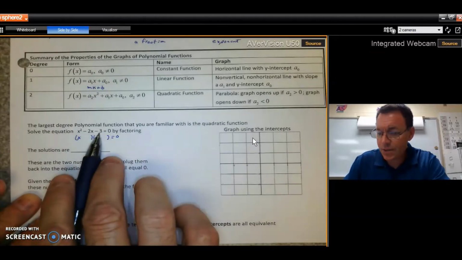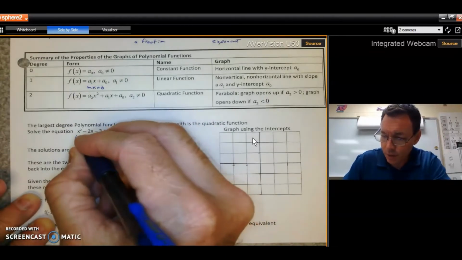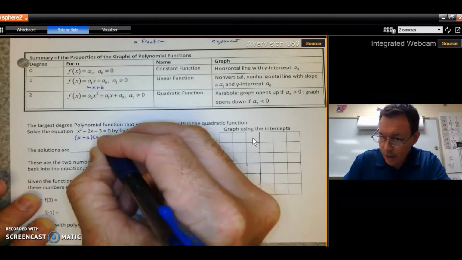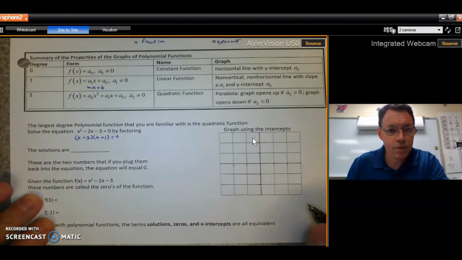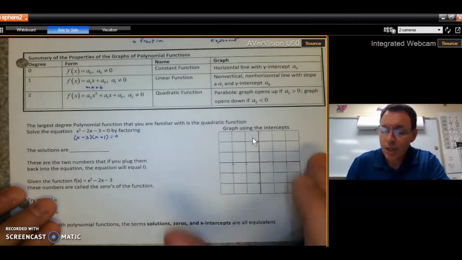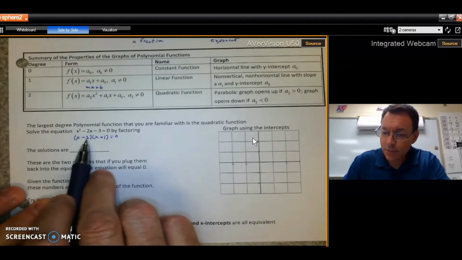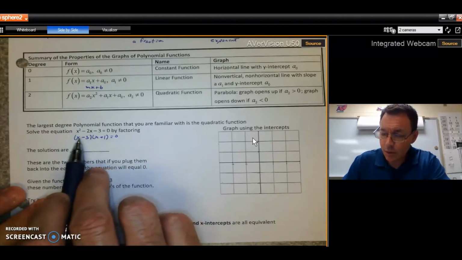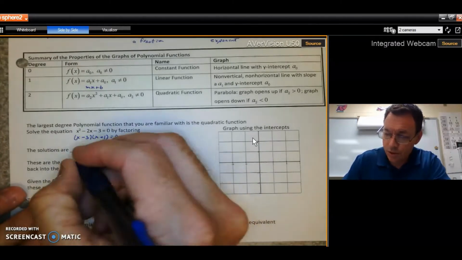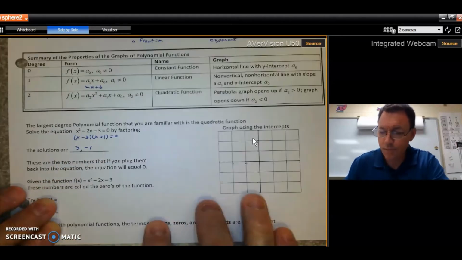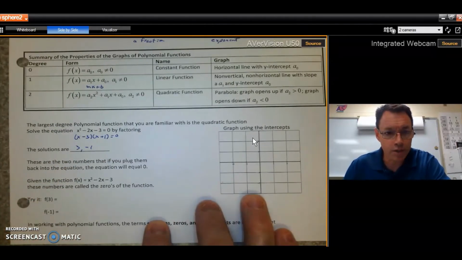And then factors of -3 that add up to -2 would be -3 and +1. Okay, so those are the factors. You know how to do that. And if these are the factors, then the numbers that would make either one of these 0 would be the solutions. So 3 and -1. Those are the solutions to this equation.